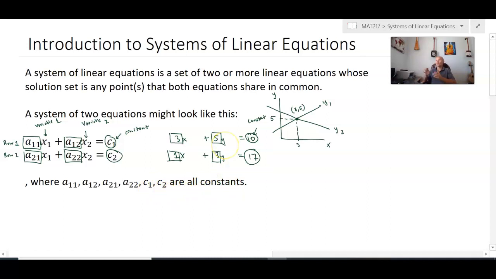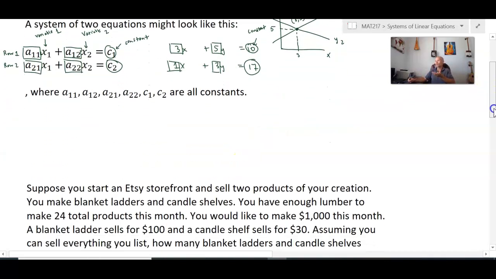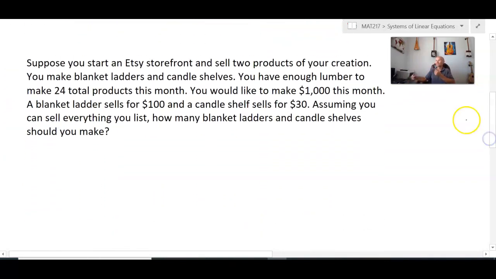Great, so we have a little bit of insight into these systems of equations. Let's take a look at why we would want to study them. So let's say you start an Etsy storefront. You go on Etsy.com, you open up your store, you begin making things and you want to sell your products, get them out to the world. And let's say you decide you're going to focus on, because you don't want to make too many products, you're pretty good at making blanket ladders and candle shelves that people could put in their homes.